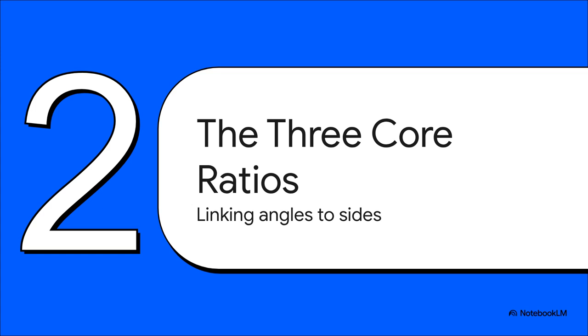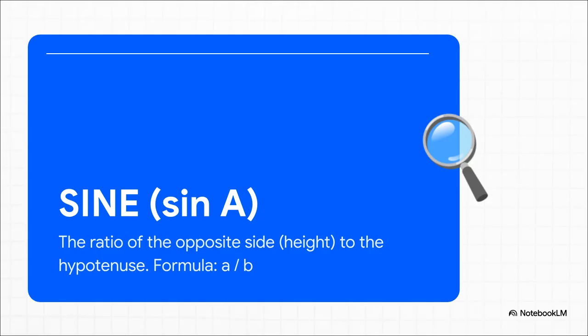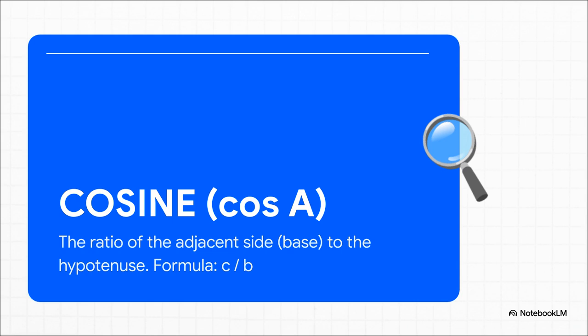So let's meet our 3 key players. First up, we've got sine, which we just write as sin. For any angle you pick, its sine is just a simple fraction: the length of the side opposite it, divided by the length of the hypotenuse. So, for our angle A, that's height over hypotenuse, or a divided by b. Simple as that.